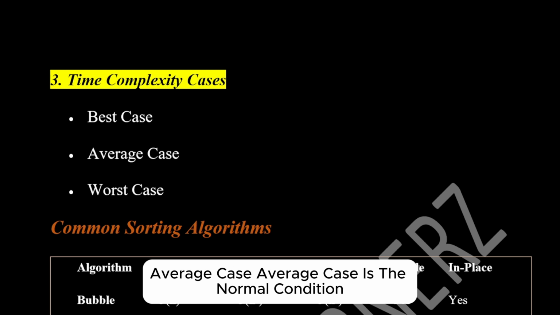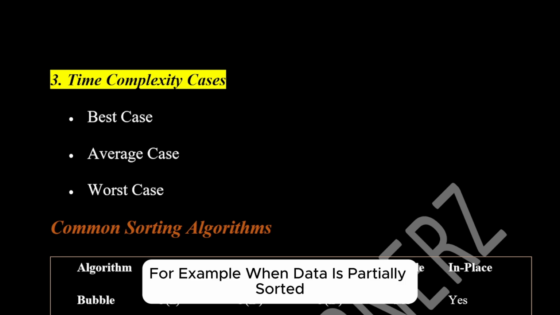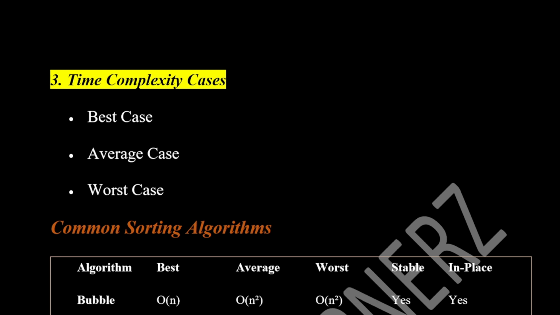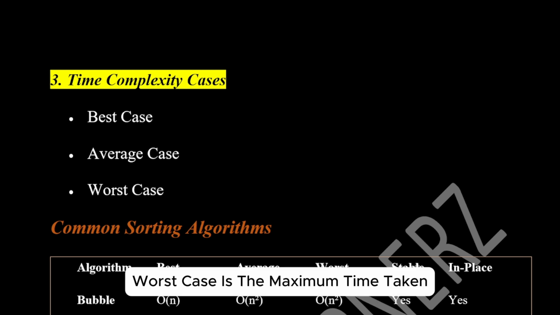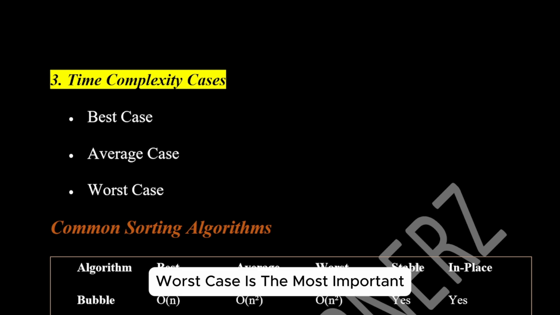Average case. Average case is the normal condition. For example, when data is partially sorted. Worst case. Worst case is the maximum time taken. For example, when the data is in reverse order. Worst case is the most important from the exam point of view.